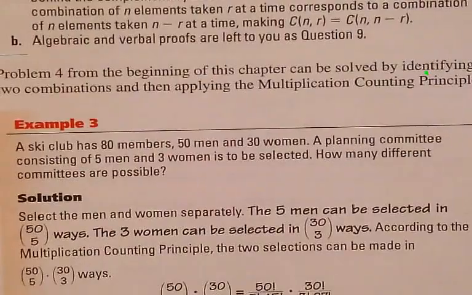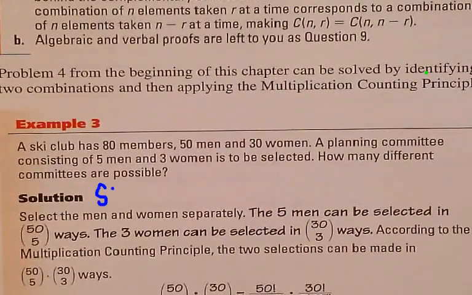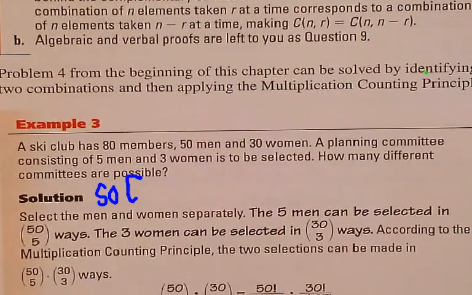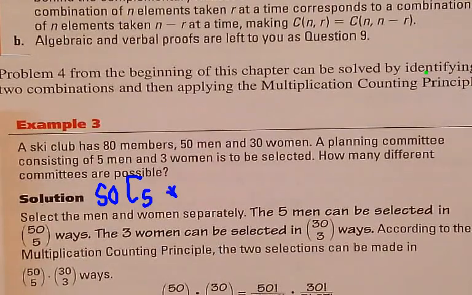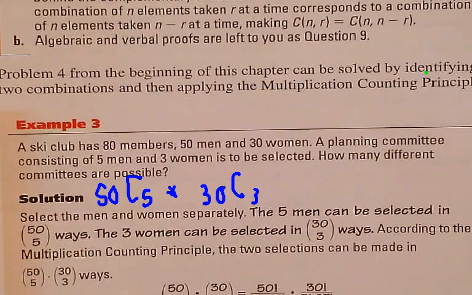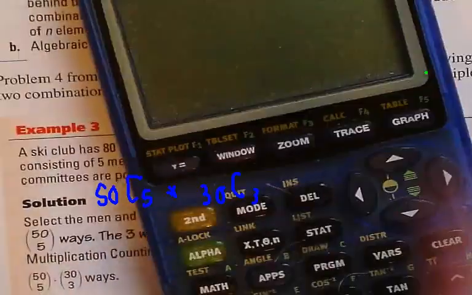So let's just look at it the way we would write it in our calculator. If I was doing this, I would have 50, and then C, and then 5. And then multiply times 30, and then C, and then 3. Why am I doing that? Because I'm picking 5 men for the committee and 3 women for the committee. It doesn't matter what order they're in. It doesn't make any difference at all.